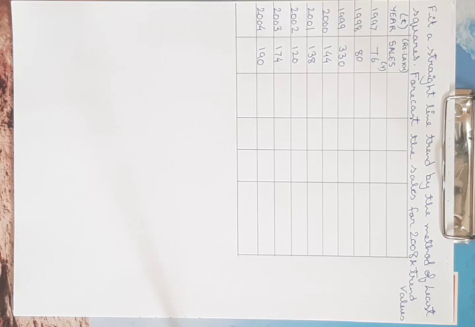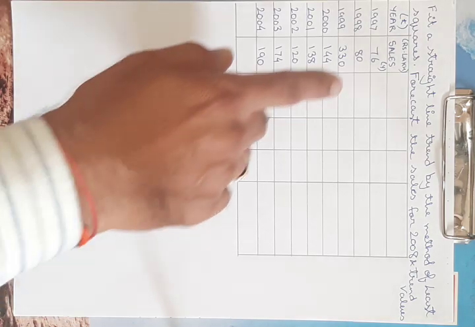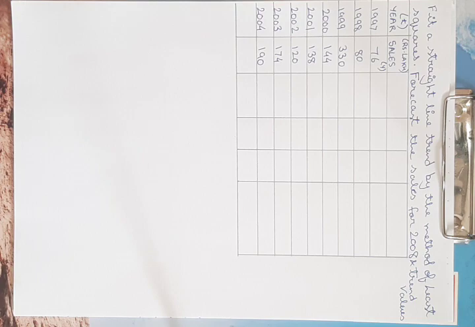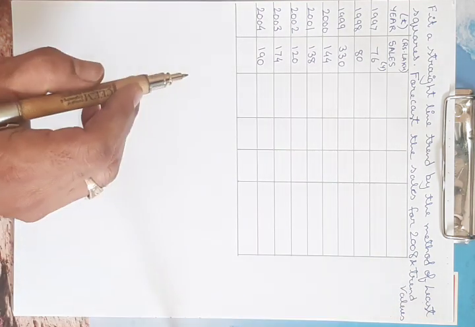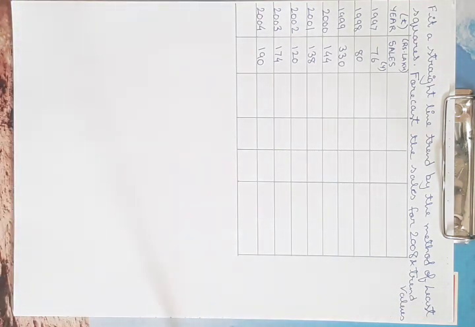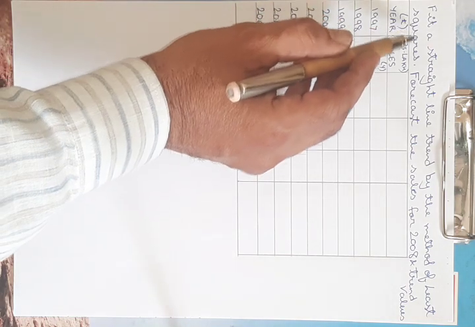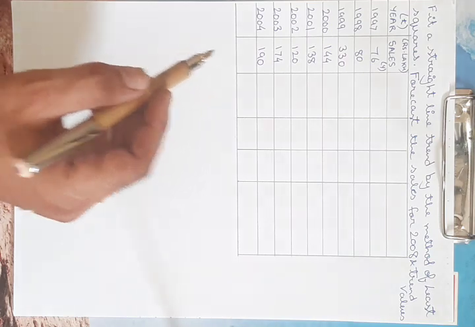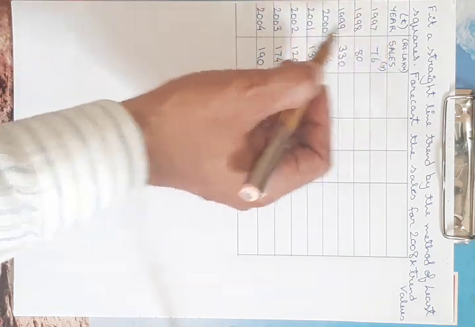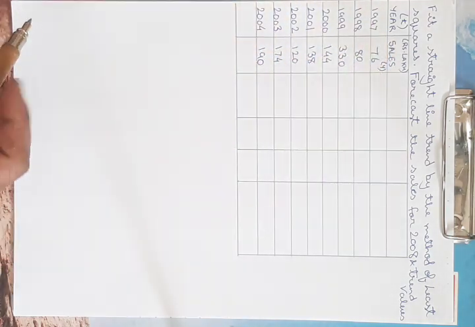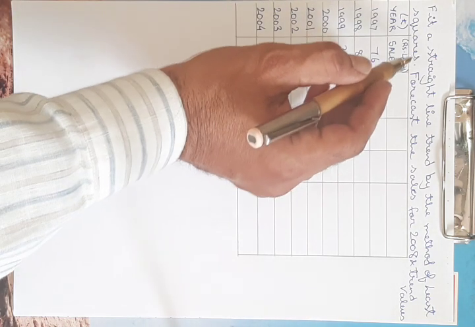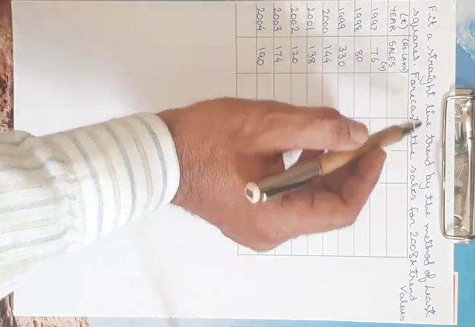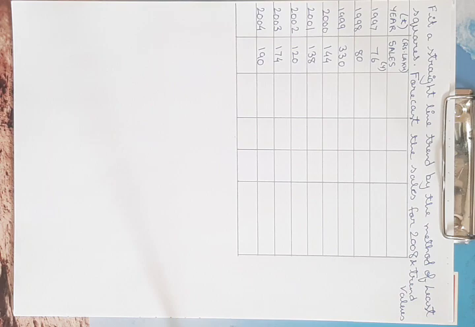Hello friends, we are going to solve the problem of time series analysis by using the method of least squares. We are going to take one example: fit a straight line trend by the method of least squares. A series is given, with the year as well as the sales figures. We need to fit a straight line trend to this data by the method of least squares.